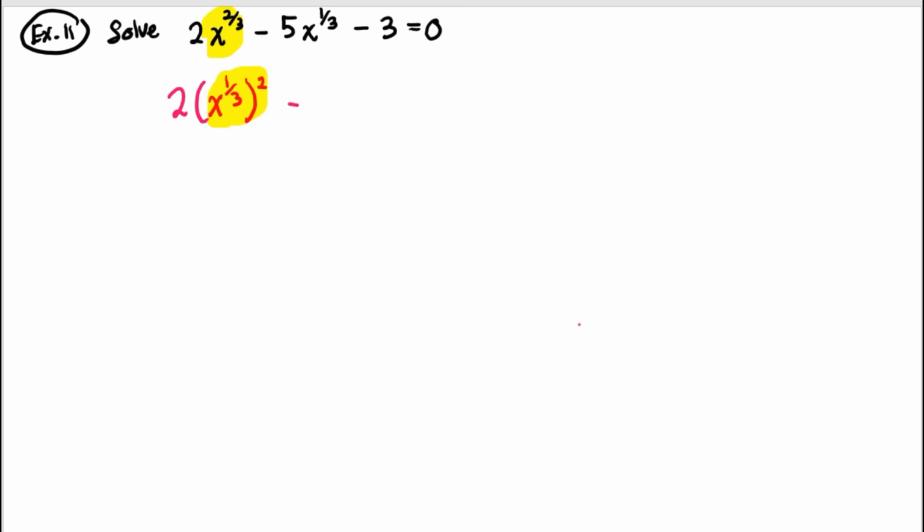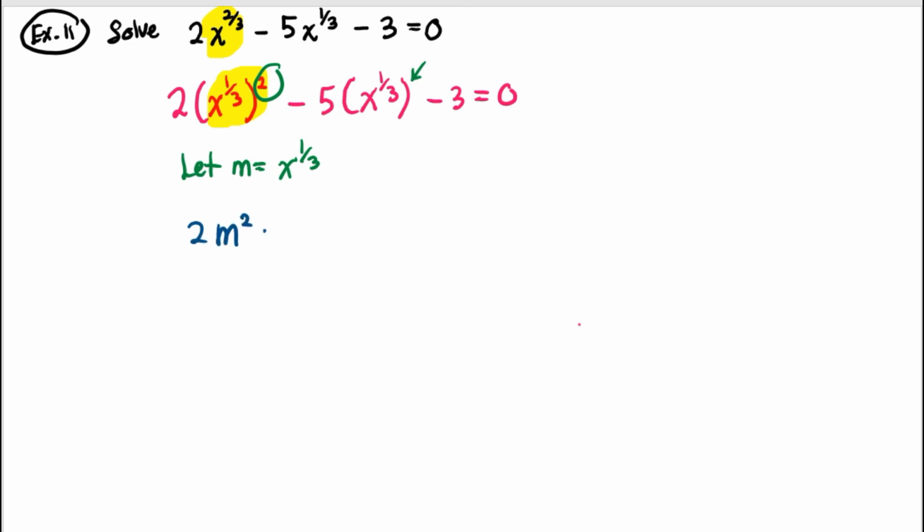Now this one, minus 5, I put in the bracket, x to the power of 1 over 3, minus 3 equal to 0. You see that this can be a quadratic equation because this one is to the power of 2, but this one doesn't have the power of 2. So we have to let m equal x to the power of 1 over 3. You can use any variable, m or k, but don't use x. So we have 2m squared minus 5m minus 3, and this one will become 0.